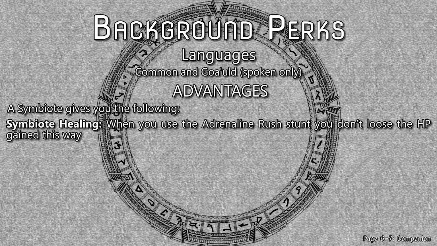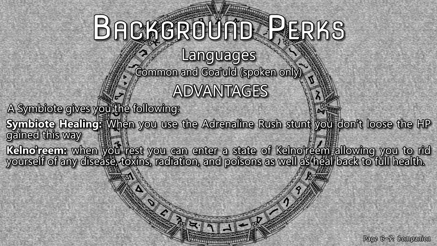Some backgrounds come with minor extraordinary abilities, something like a sensory enhancement, the ability to see a short distance in the dark or to see in low light as if it were daylight, such as elves and dwarfs. These abilities tend to always be available rather than something that relies on stunts. For the Jaffa, I'm going to add the ability of Kelnarim. So when they sleep, you can enter a state called Kelnarim. This allows you to rid yourself of any disease, toxins, radiations, and poisons, as well as heal back to full health. Jaffa are not as graceful as an elf, or as slow as a dwarf or halfling, so I'm going to keep their speed as 10 plus their dexterity.